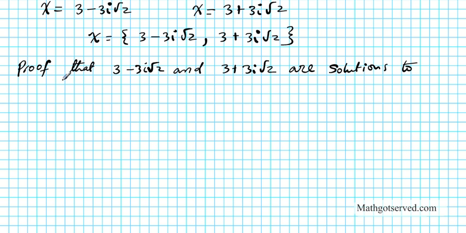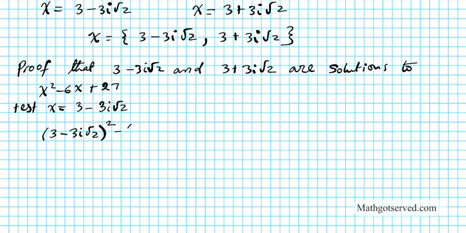What is the original problem? x squared minus 6x plus 27. Okay, so we're going to start by testing the first one. Test x equals 3 minus 3i root 2. To do that, we're going to plug this solution into the x's. So we have parentheses 3 minus 3i root 2 squared minus 6 times 3 minus 3i root 2 plus 27. It's supposed to be equal to 0.